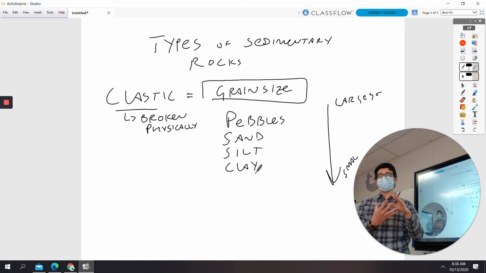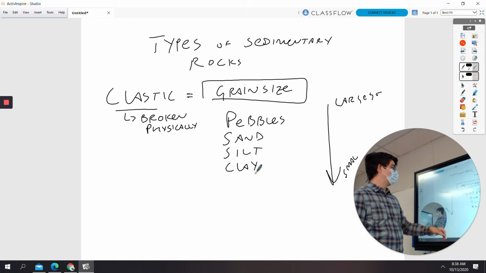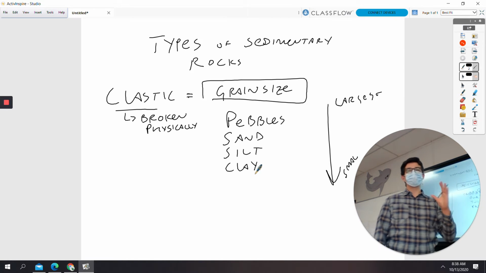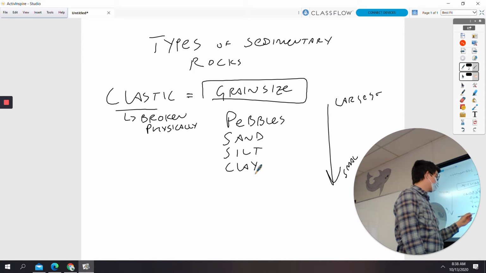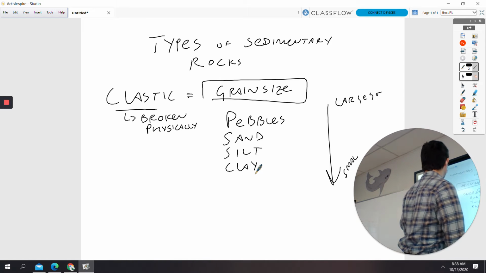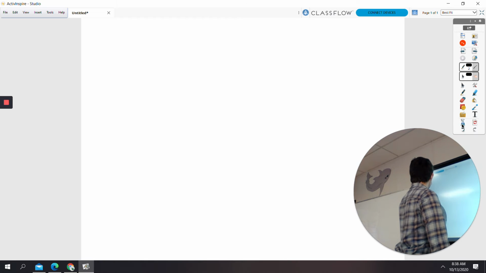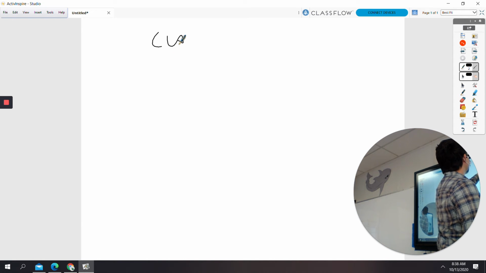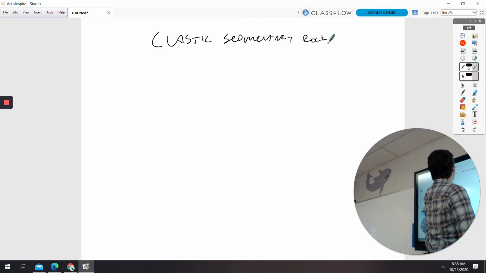So when they get compacted back together or cemented back together, we use these to tell what kind of rock it is. So of the clastic rocks, pebbles, depending on if they're well-rounded or poorly rounded, we call either conglomerate or breccia. What would be the best way to write this? Let's just start a new thing. We're going to call these clastic sedimentary rock types.